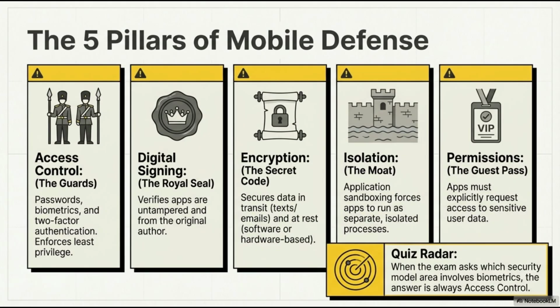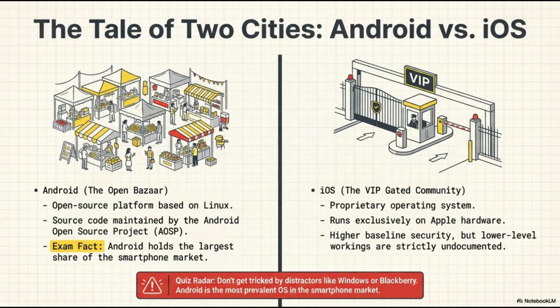Flipping to slide 4. The Tale of Two Cities. Android versus iOS. You have 2 dominant operating systems, but their underlying philosophies on how to secure a mobile environment are radically different. Let's look at Android first. It operates a bit like a massive, bustling, open bazaar. It's an open source platform based on a Linux kernel and maintained by the Android Open Source Project, or AOSP.